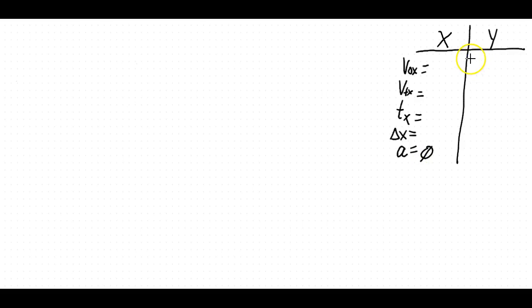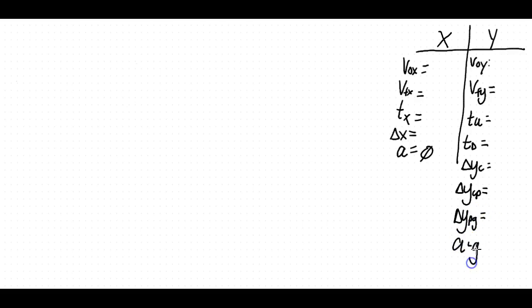In the y direction, you're going to have a v initial in the y, a v final in the y, and then in terms of time, there's a couple things that we're going to have. We're going to have a time up and a time down, if you remember that. And then also in the y direction, we can't just have one delta y, because what does that mean? So we're going to have a delta y of the cliff, which is how tall the cliff is, a delta y of the cliff to the peak, and a delta y of the peak to the ground. And then acceleration is gravity, which for us is -10.